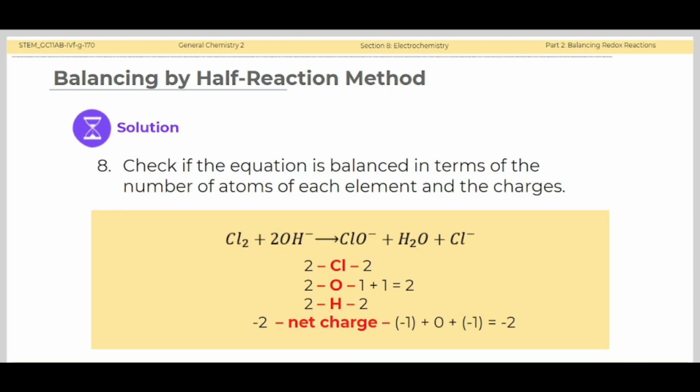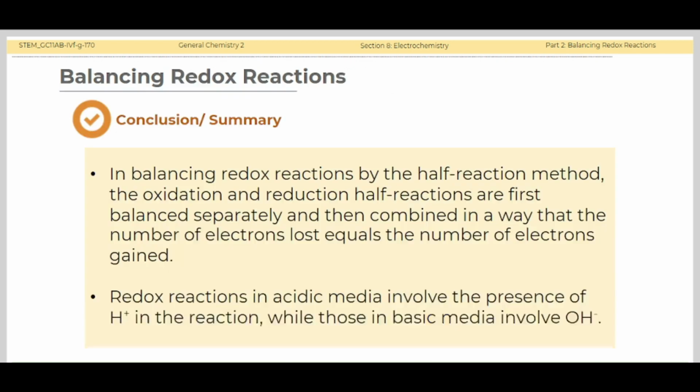ion. Check if the equation is balanced in terms of the number of atoms of each element and the charges. Each side of the equation consists of 2 chlorine, 2 oxygen, and 2 hydrogen atoms. The net charge of the reactant and product sides of the equation are both negative 2. Therefore, the equation is already balanced.